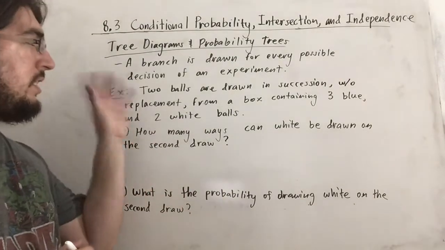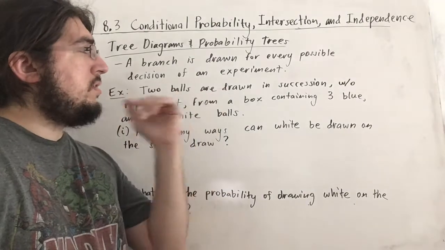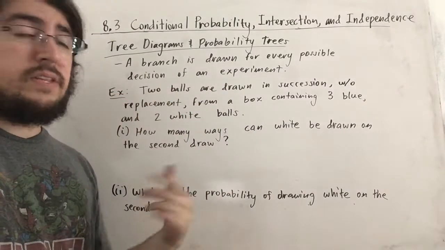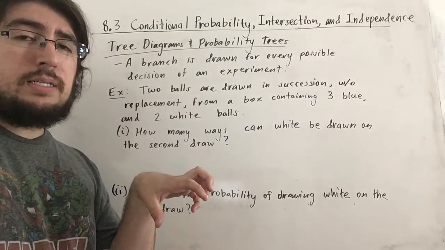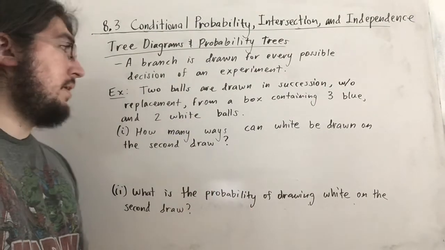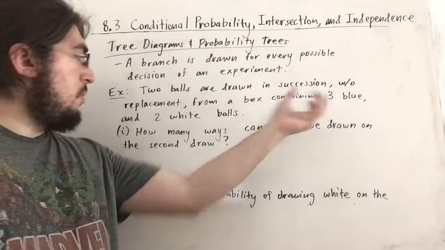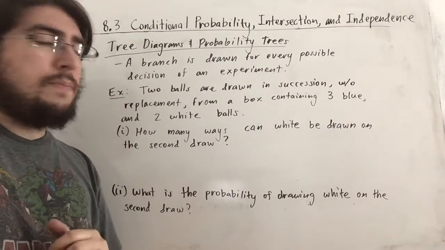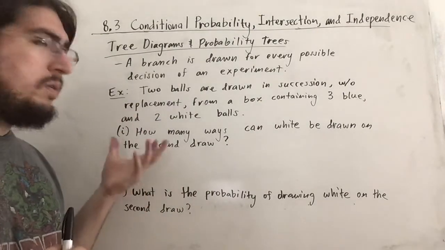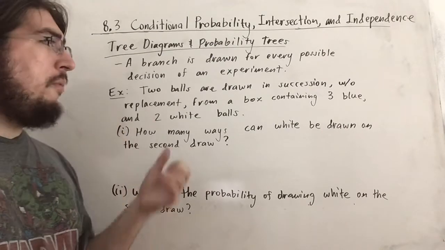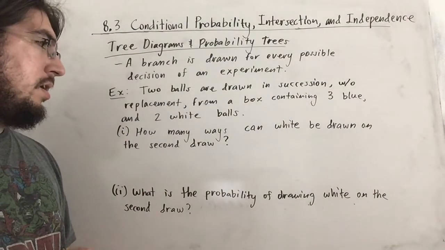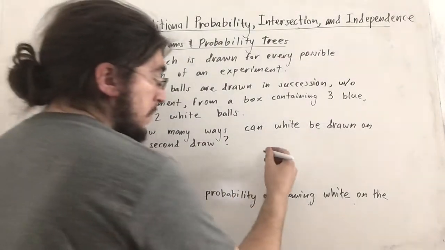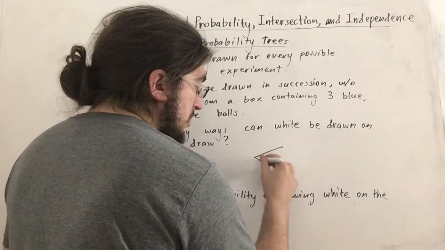So here the setup is that there are two balls to be drawn in succession, so one after the other, without replacement. So every time you pick a ball out of the box, there's one less ball in the box. Now the box contains 3 blue balls and 2 white balls. And the first part of this question asks us, how many ways can a white ball be drawn on the second draw? So the way I'm going to start doing this is I'm going to create these 2 branches like this.